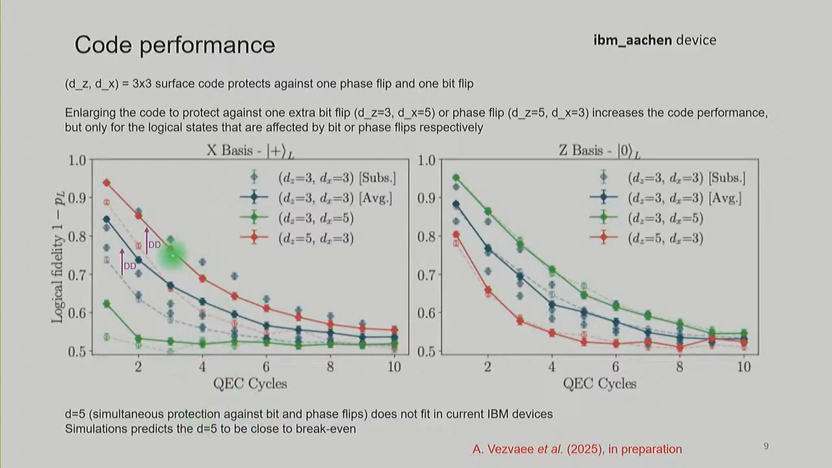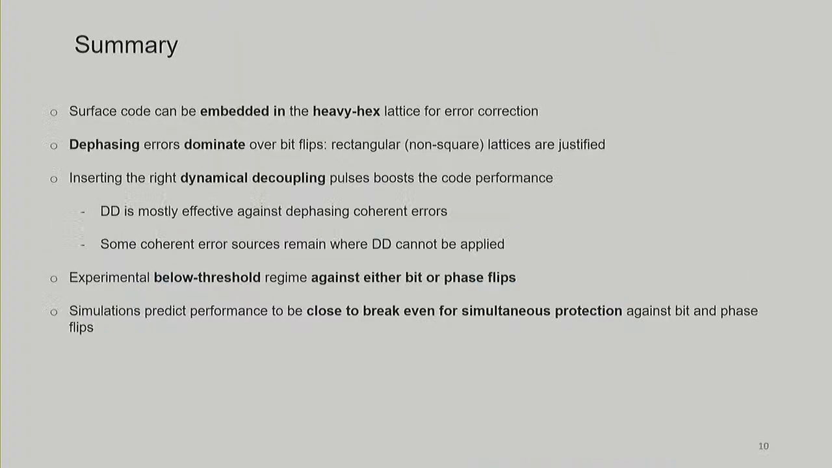Another thing that we see is that dynamical decoupling has a great effect against phase flip errors, improving the performance of those codes. So now to finish, we have seen that the surface code can be embedded on IBM devices, and we obtain a below threshold situation both against bit flips and phase flips separately, but not simultaneously because we cannot implement that code yet.